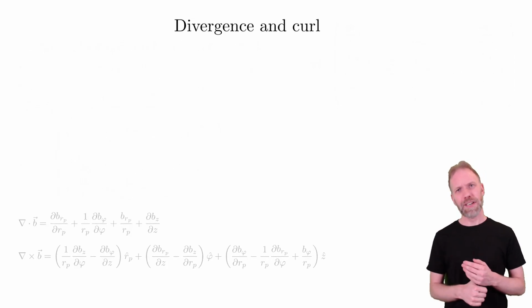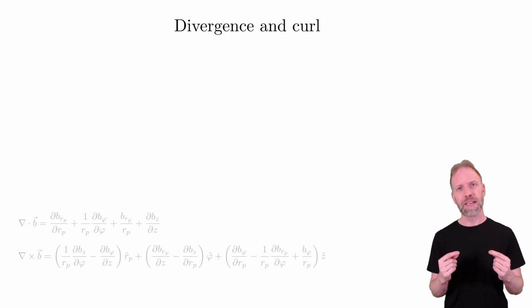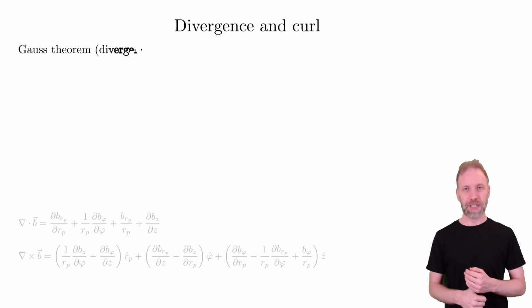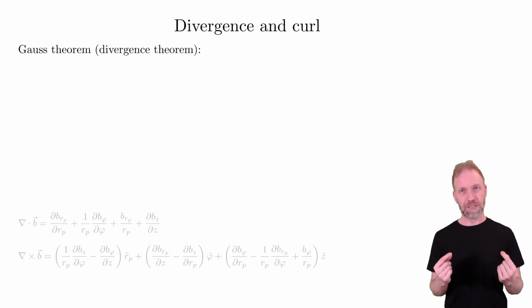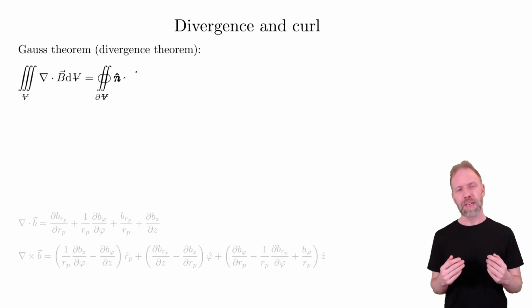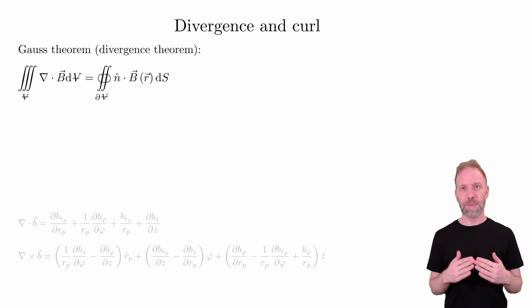We will continue and focus on the divergence and the curl, as it is possible to derive general expressions for this. Start with the expression for the divergence, which we can derive from Gauss' theorem. Using the divergence version, Gauss' theorem states that the volume integral over the divergence equals the surface integral of n hat dot the vector integrated over the closed surface of the volume.